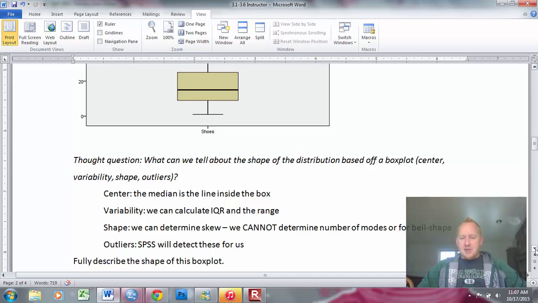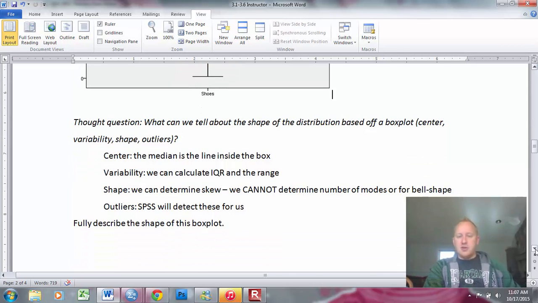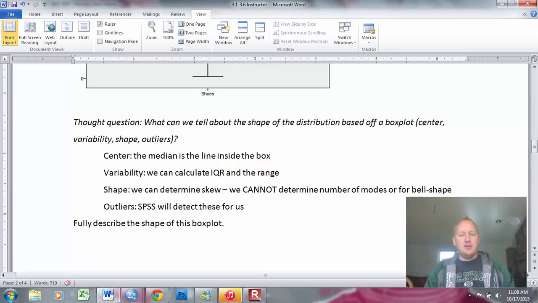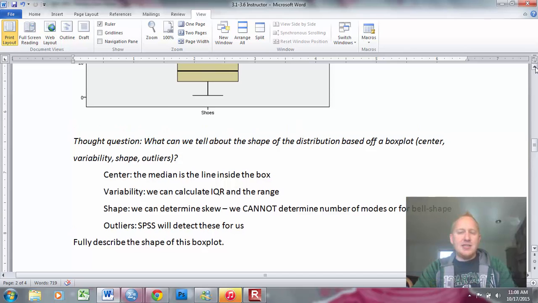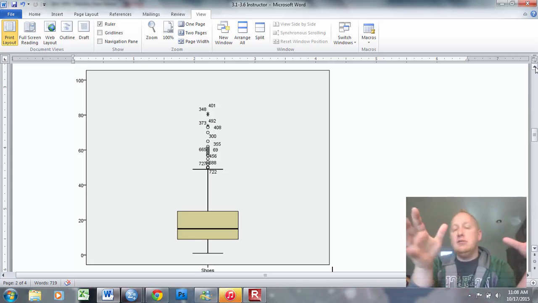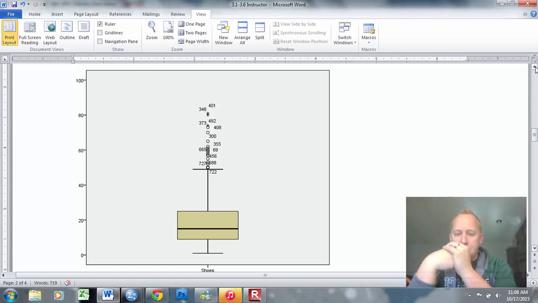So what can we tell about the shape of the distribution based off the box plot? There are 4 things we can talk about: the center, the variability, the shape, and outliers. So the center, remember, the center we want to find is the median, where half the data is below, half the data is above. A box plot does a very, very good job of that. It's the line inside the box. Variability. We can calculate the IQR and the range. You might not know what the IQR and the range are just yet. But remember what I said earlier, variability is kind of hard to talk about. It's easier to compare 2 graphs together when talking about variability.